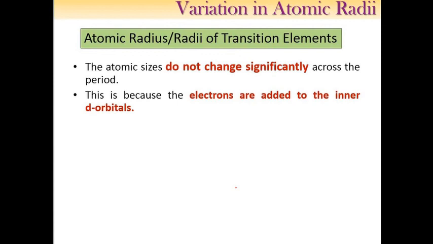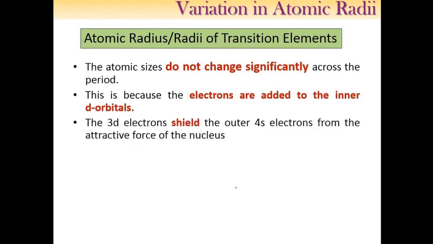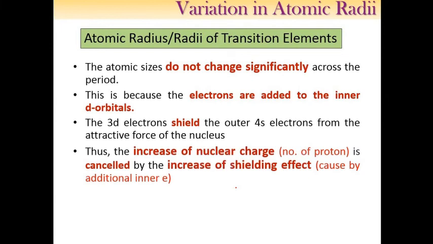This is because the electrons are added to the inner d orbital. The 3d electrons shield the outer 4s electrons from the attractive force of the nucleus. Thus, the increase of nuclear charge, the number of protons, is cancelled by the increasing shielding effect caused by the additional inner electrons. Therefore, the size remains relatively constant.